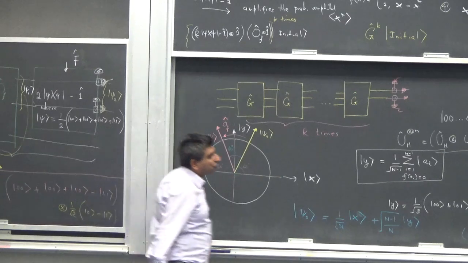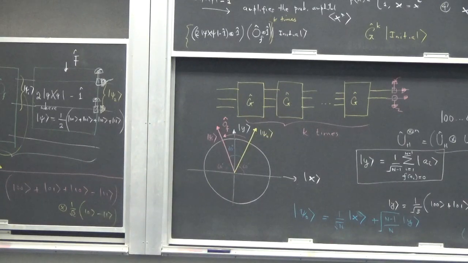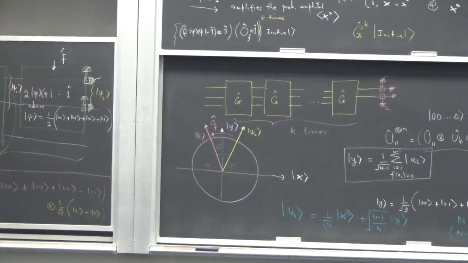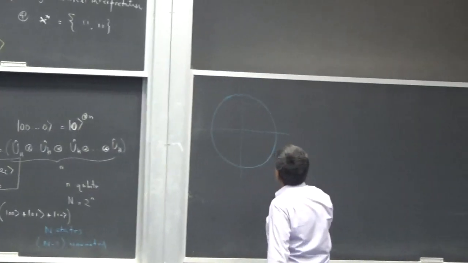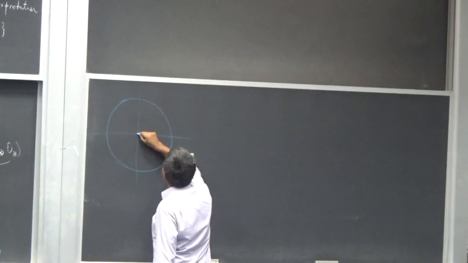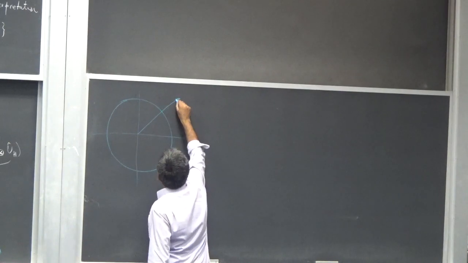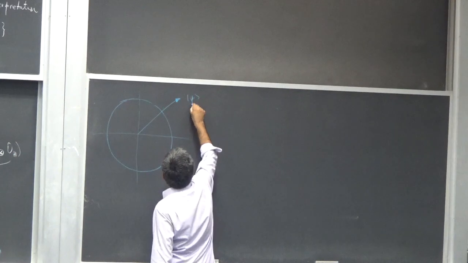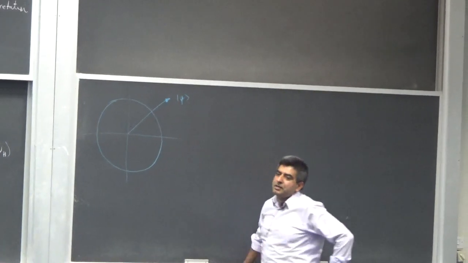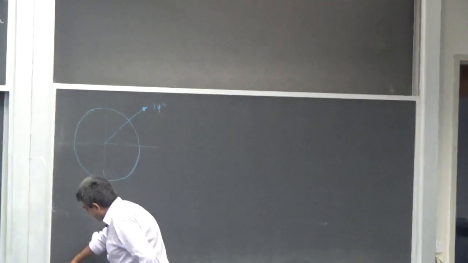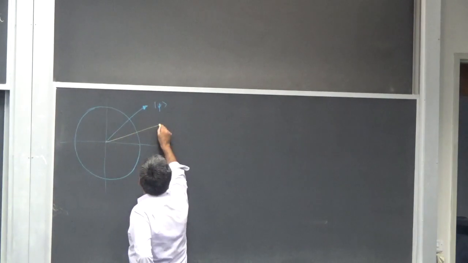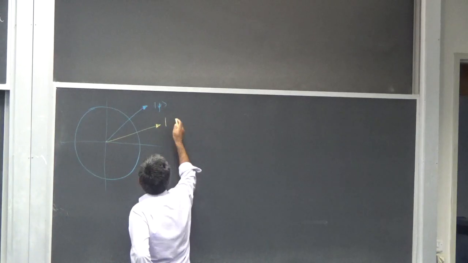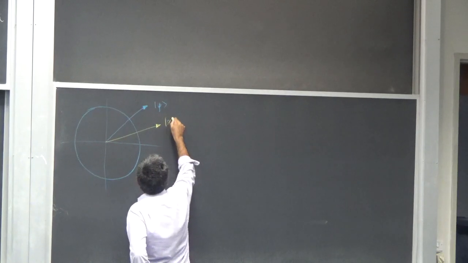So what these two, alright, so let's see, suppose I have some state, just an arbitrary state psi, right? Okay, and another quantum state, say, let's call it chi.